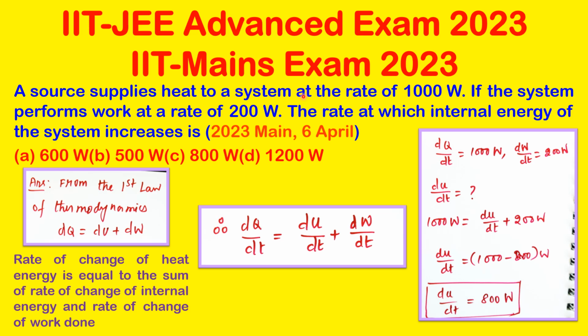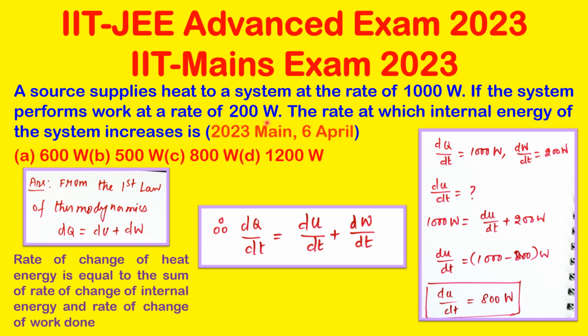From the source to the system we are providing power at the rate of 1000 watt. The system performs work at the rate of only 200 watt, so it converts only 200 watt into work. That means the remaining is used to raise the internal energy of the system, or it is utilized to do some internal work. So we have to find that out.